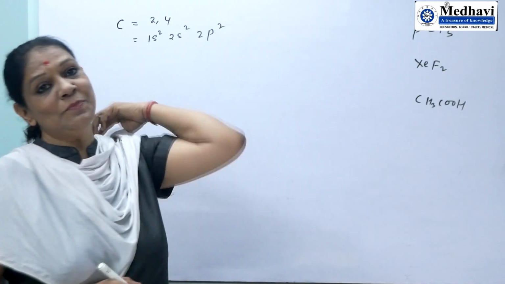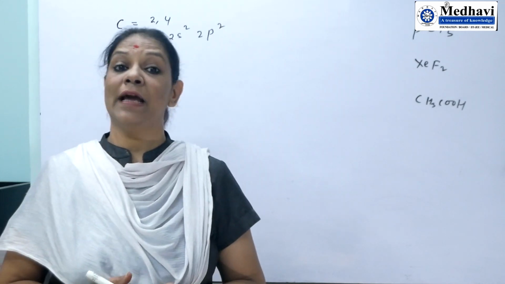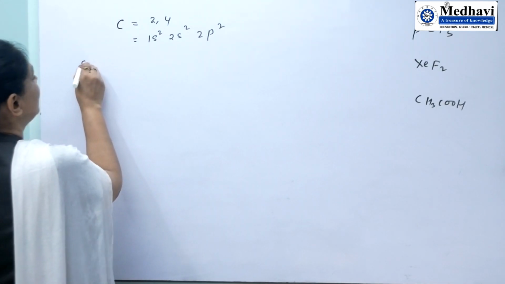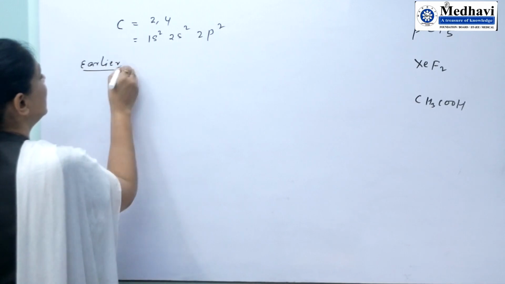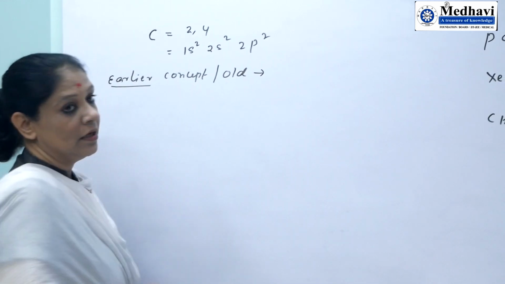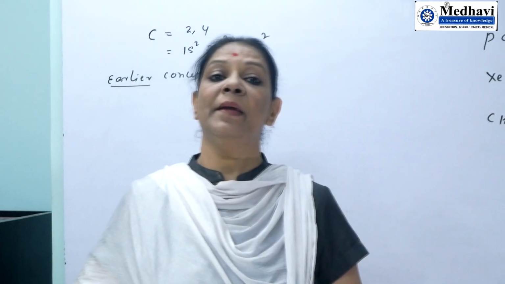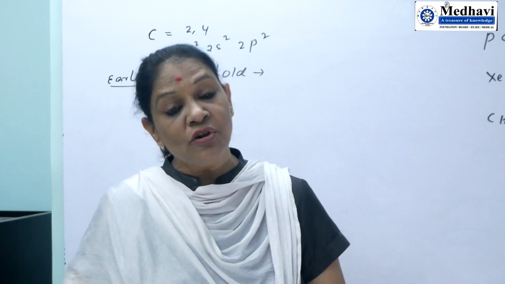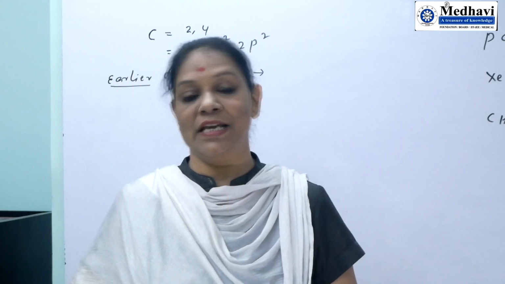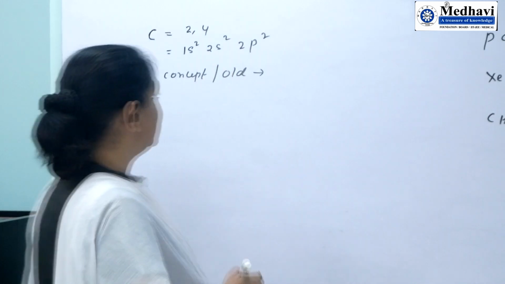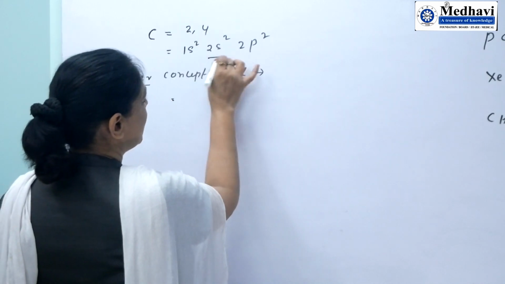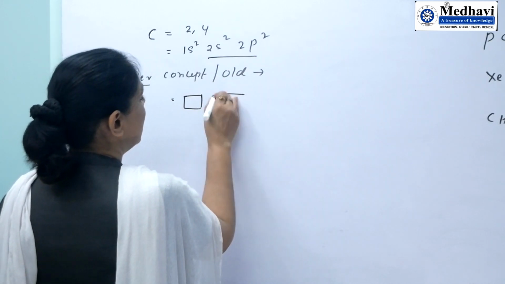So the earlier concept, when there was no clear-cut idea about hybridization, this is a very important concept I am giving, the old concept, was that the number of bonds that can be made by an element is equal to the total number of unpaired electrons in its ground state. So if we see the ground state structure of carbon, we can write this also.